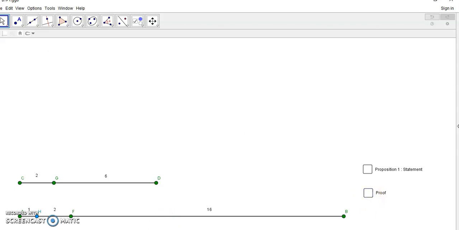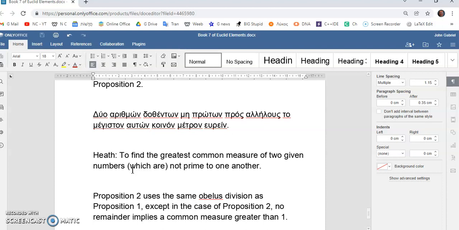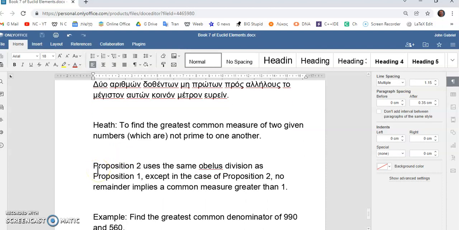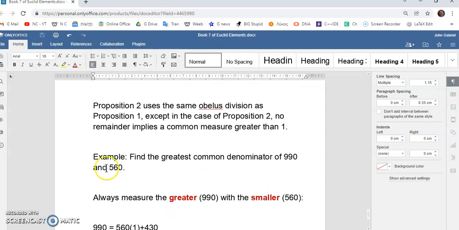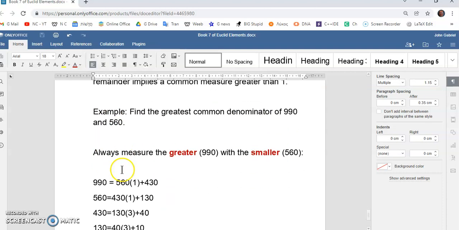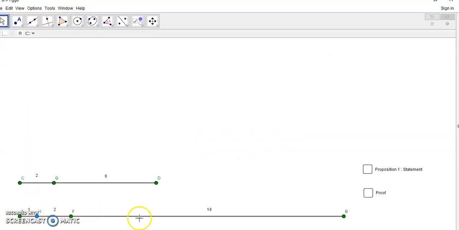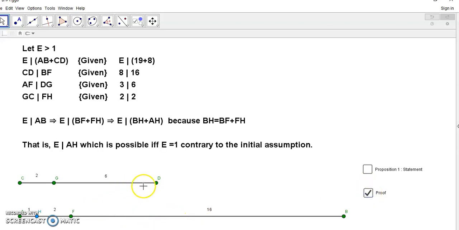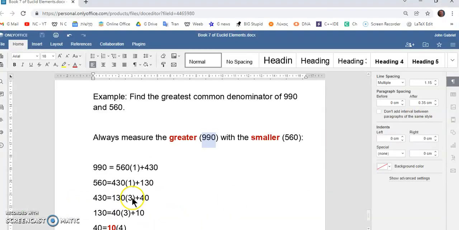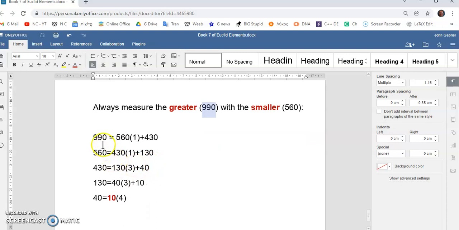And now, the way it's used in proposition 2 is: no remainder implies a common measure greater than 1. Okay, so for example, and the easiest way to do it is to show you an example, find the greatest common divisor of 990 and 560. So you always measure the greater with the smaller, right? As you did over here, you measure this greater line with the smaller one, right? So 560 measures 990 only once, and there's a remainder of 430.